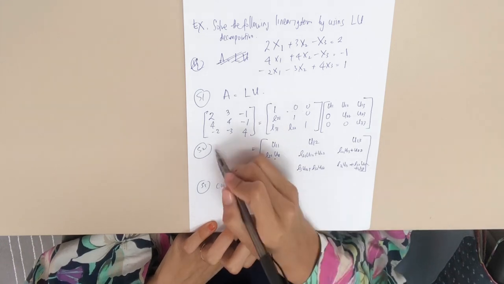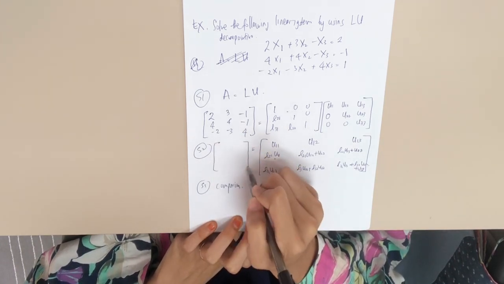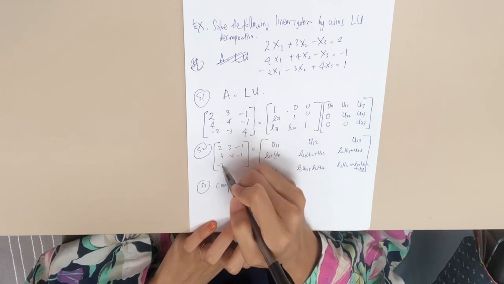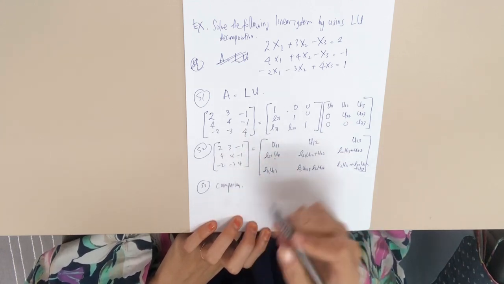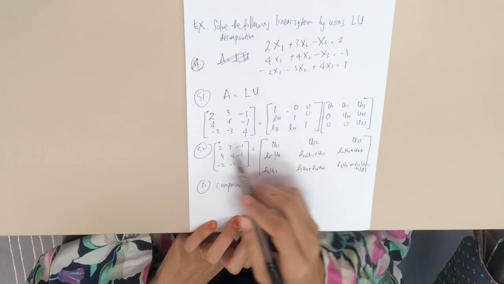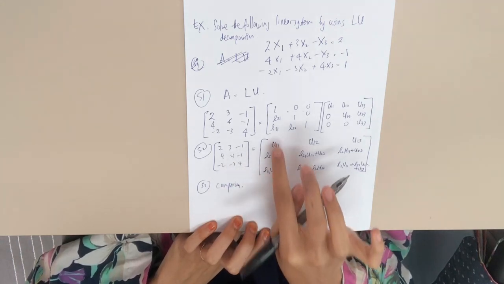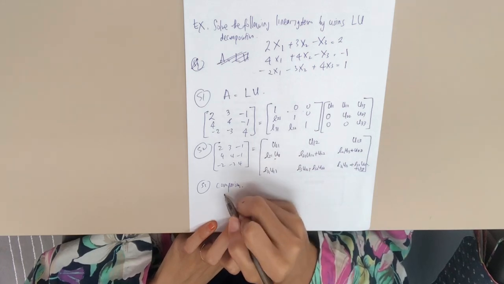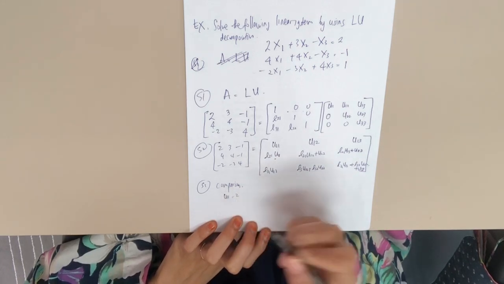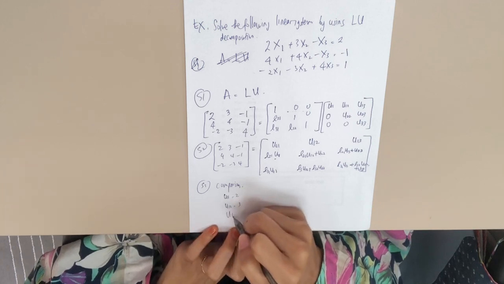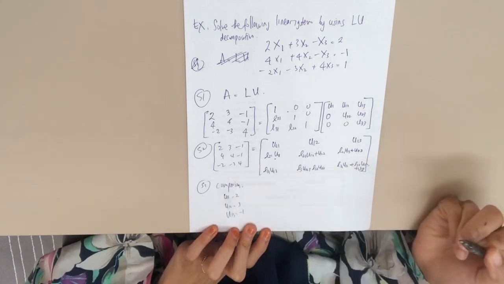On the left side, we still have the values: 2, 3, -1, 4, 4, -1, -2, -3, 4. So U11, U12, U13, you will get the same answer because each one stands alone, meaning there is no multiplication with anything. So for U11 you will get 2, for U12 you will get 3, for U13 you will get -1.